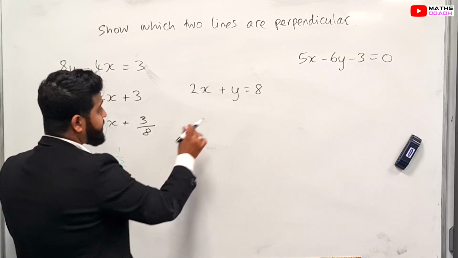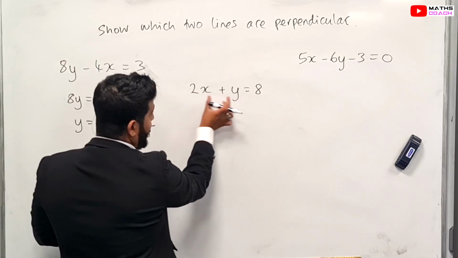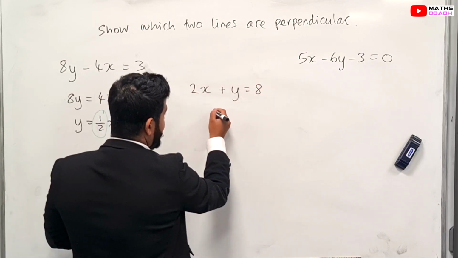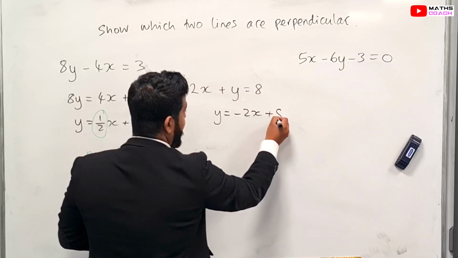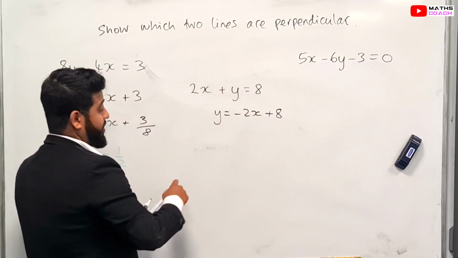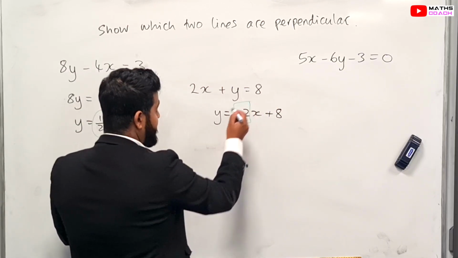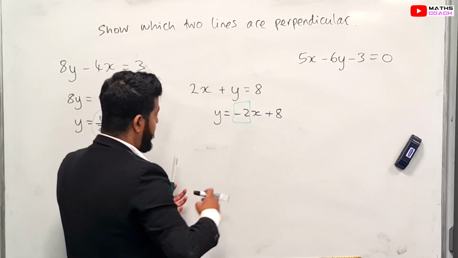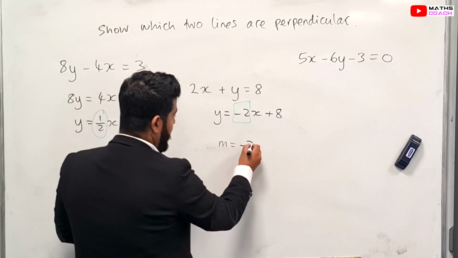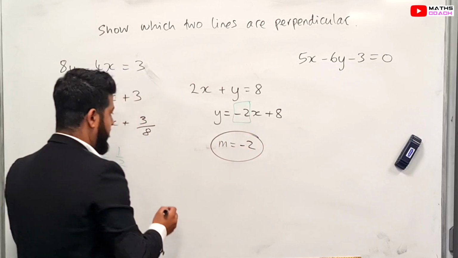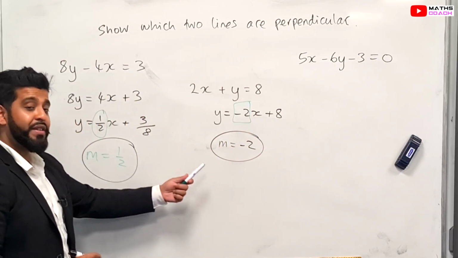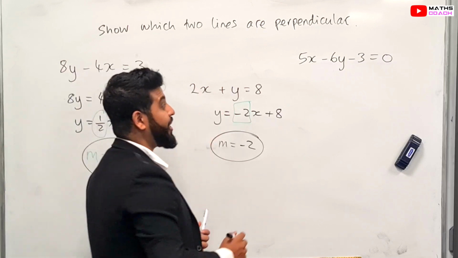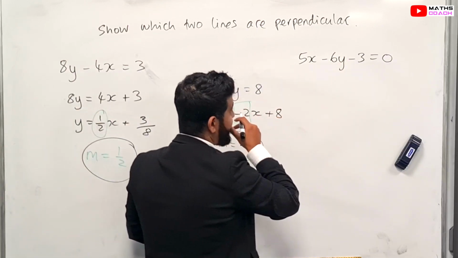Moving on to this one, I've got the y here, and I want the y to be positive, so I'm going to take the 2x to the other side. So I'm going to have y is equal to minus 2x plus 8. I don't need to divide by anything. What's the gradient of this one? The gradient is minus 2. So I've got m is equal to minus 2, which I will just mark. Now, we can already see that they have some sort of relationship, but we will just check the last one and make sure that it doesn't have any relationship.